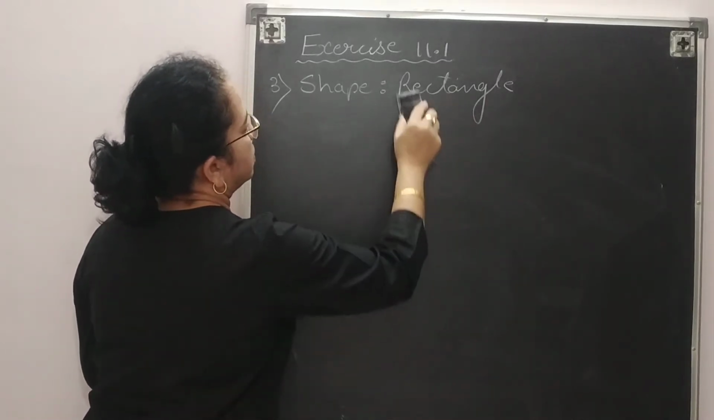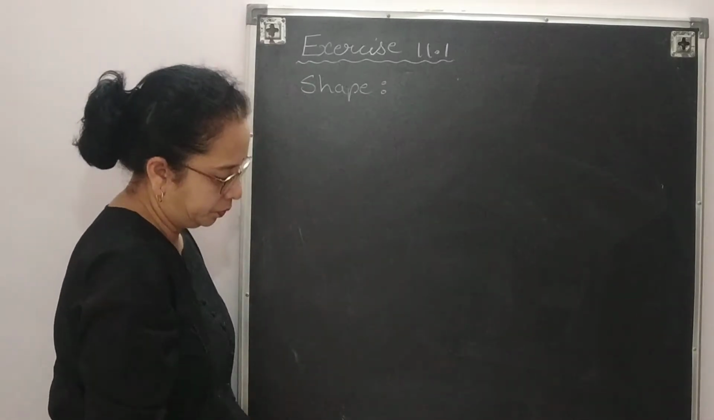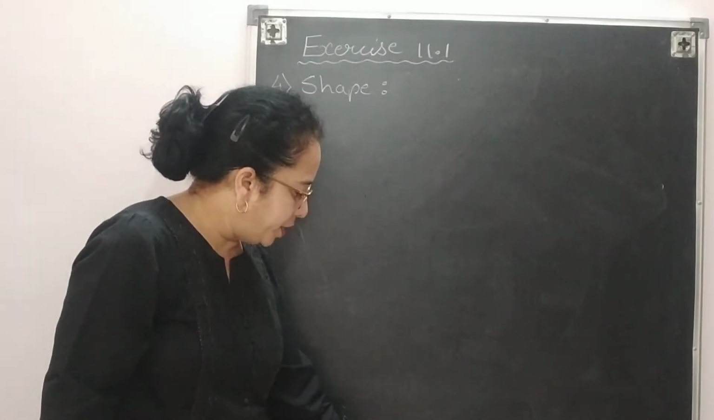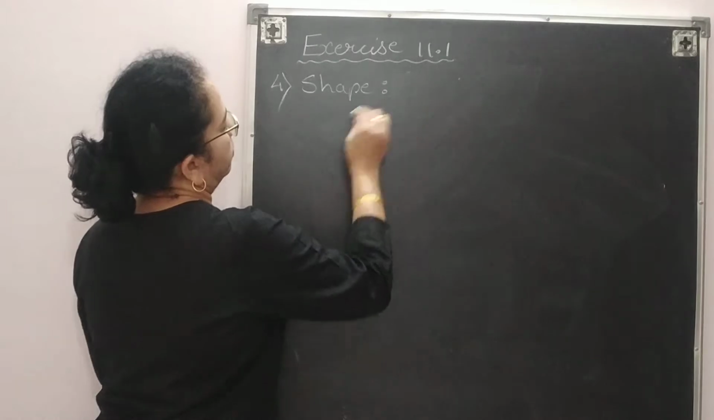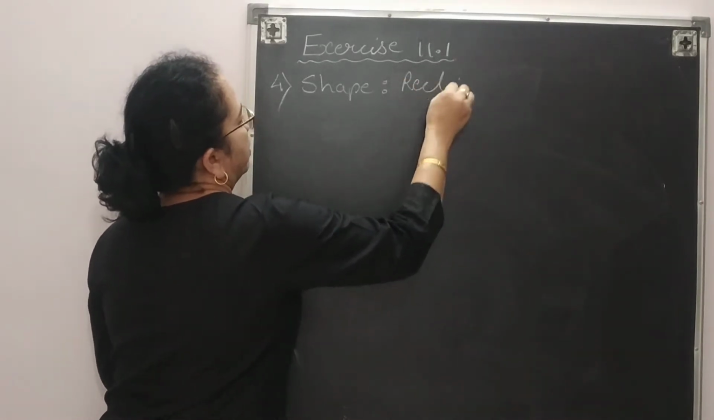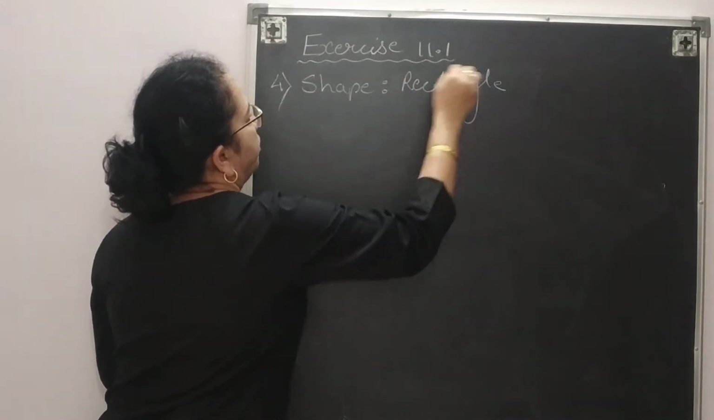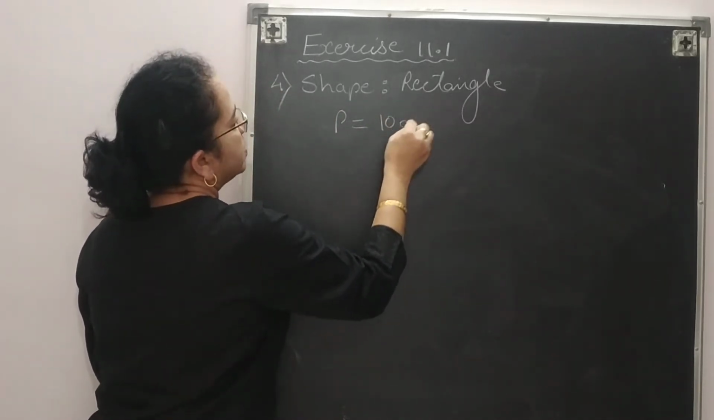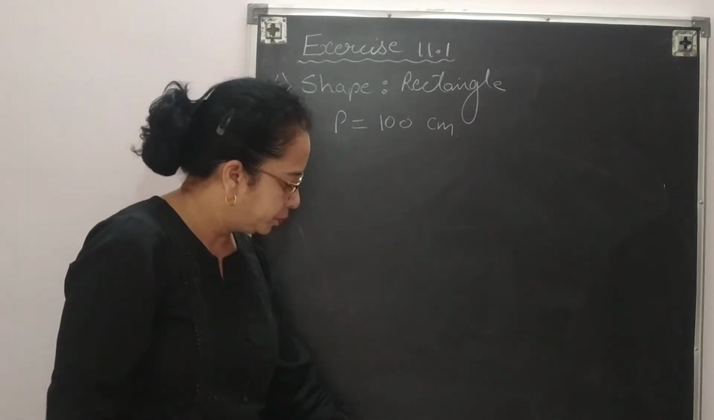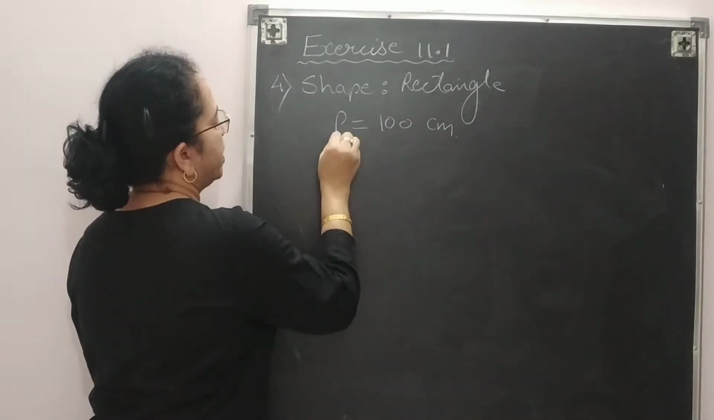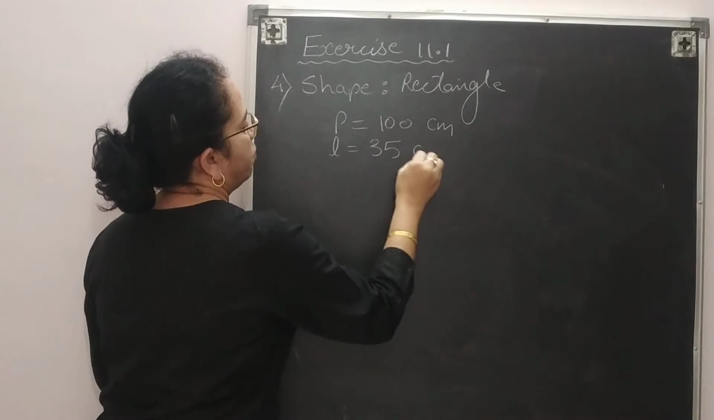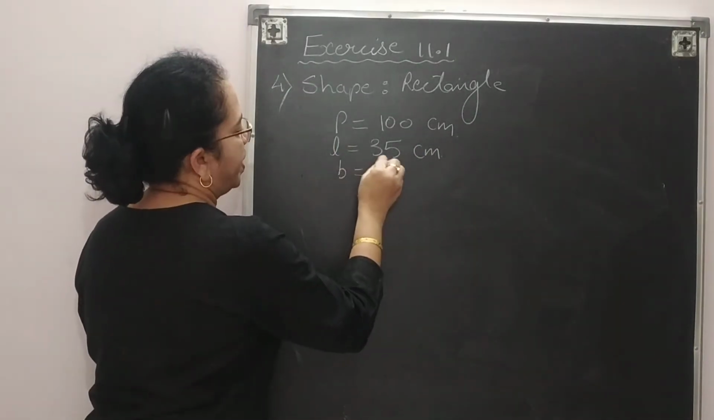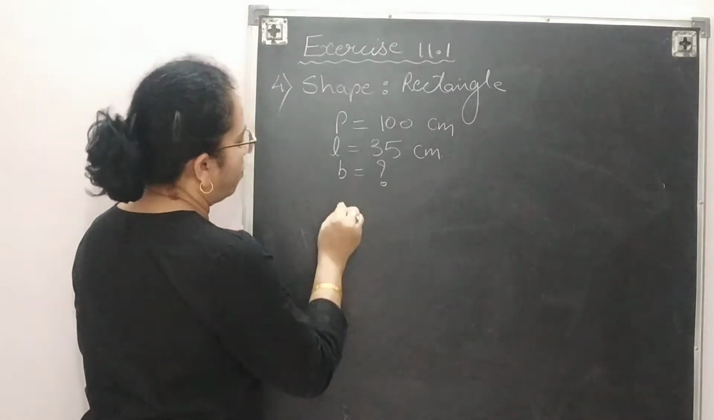Now the next is question number 4. Question number 4, the perimeter of a rectangular sheet. So shape is again rectangle. Perimeter is given here 100 centimeter. If the length is 35 centimeter, so length is 35 centimeter. Find its breadth. So you need to find out breadth and also find area.